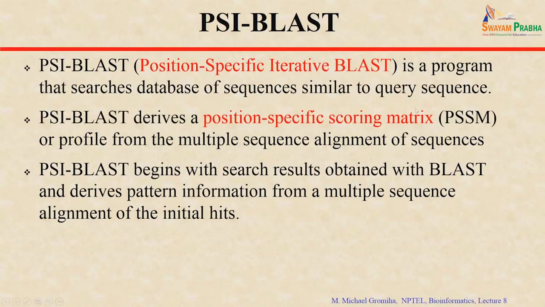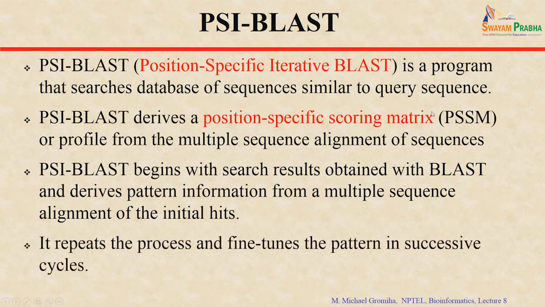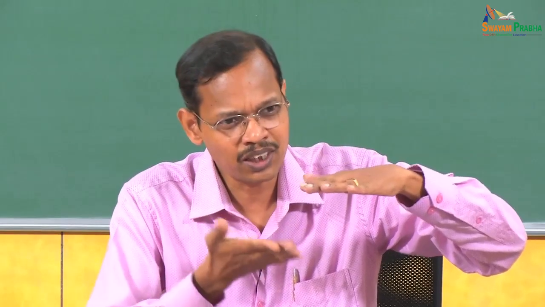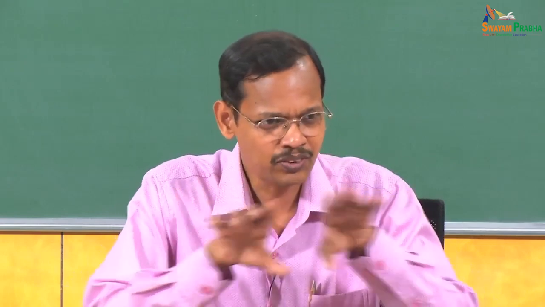How to do this? First you search the results with BLAST and derive the patterns from the multiple sequence alignment from the initial hits. Then they repeat the process, because for example, if you have two alignments that are matching perfectly and the third one is matching with another, for example at the 10th position and 11th position, they iteratively change and see if there are fine tunes with the best match, then keep that at the top, then again the rest they tune again. So, during the iterative process, finally they make the perfect alignment. This is how PSI-BLAST works.